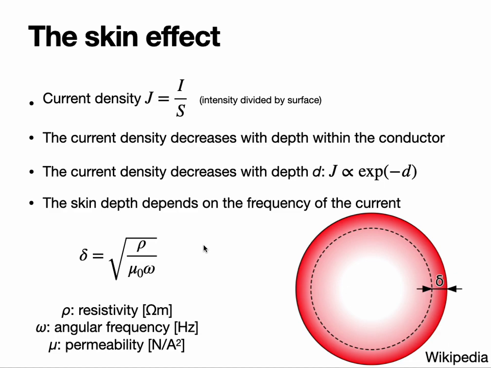So that's the expression of the skin depth, and it's the square root of the ratio of resistivity divided by mu0, the permeability, and omega, the angular frequency. In the second part of the lecture, we will derive this quantity.